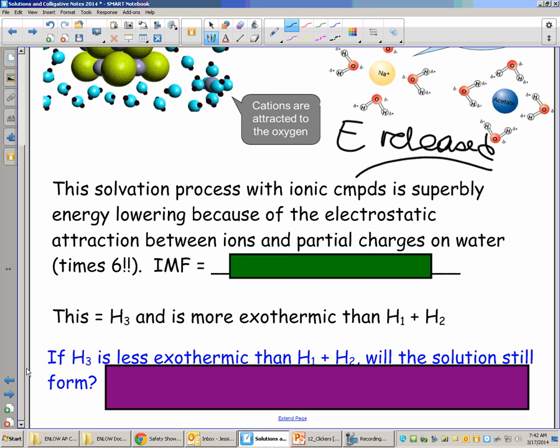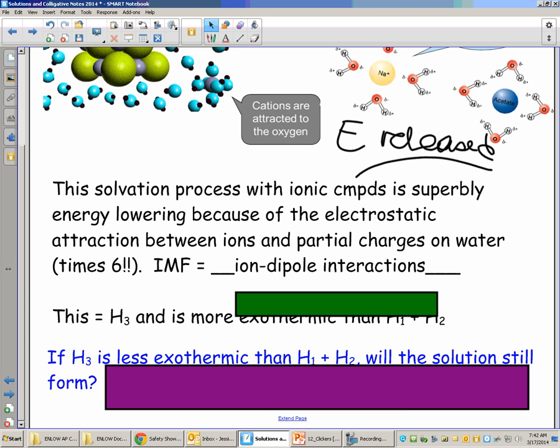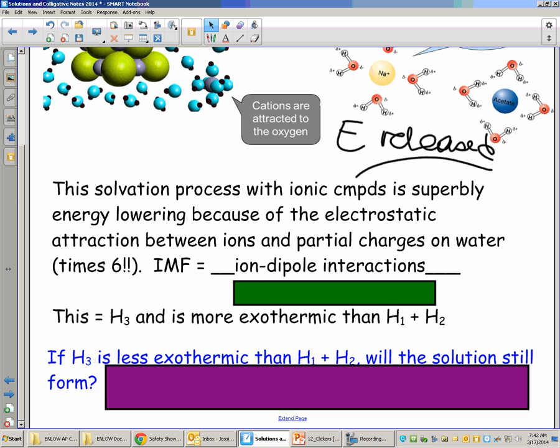Between this, read my sentence. What is the IMF called? When ions and partial charges on water attract. Ion dipole. Okay. And then last one here.